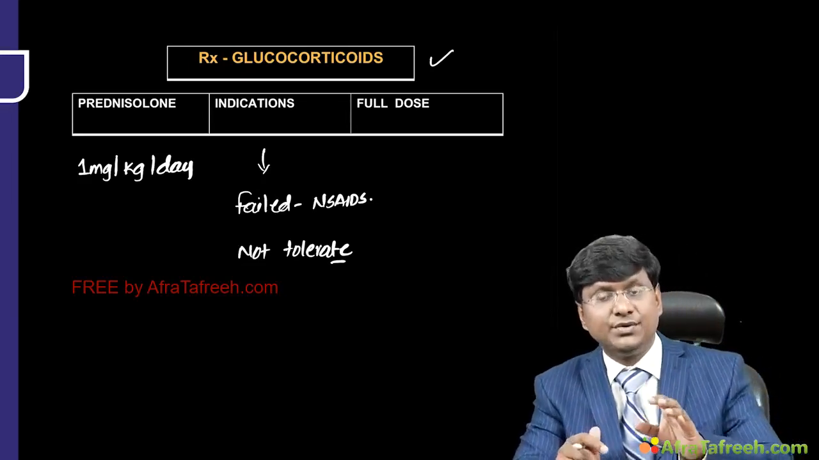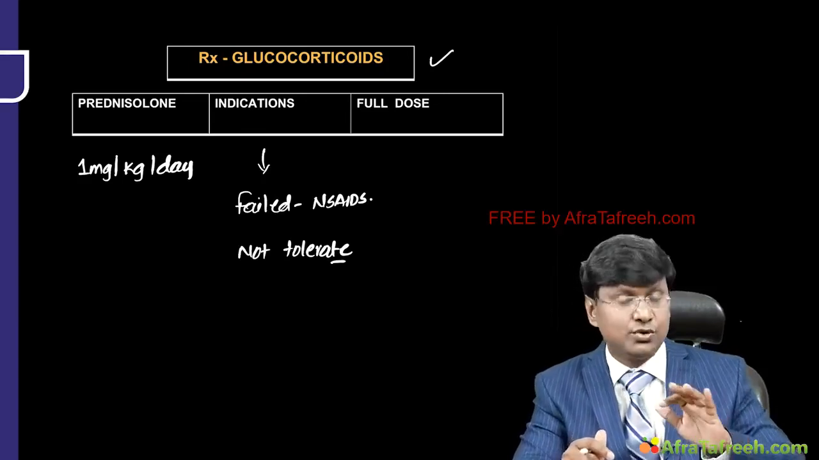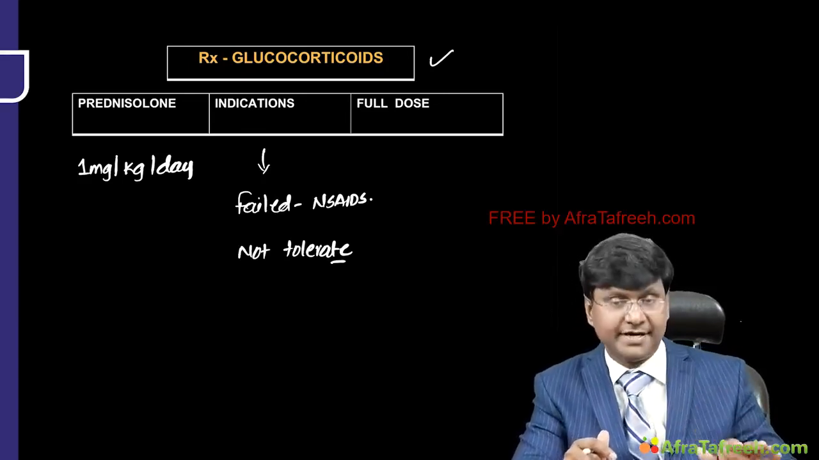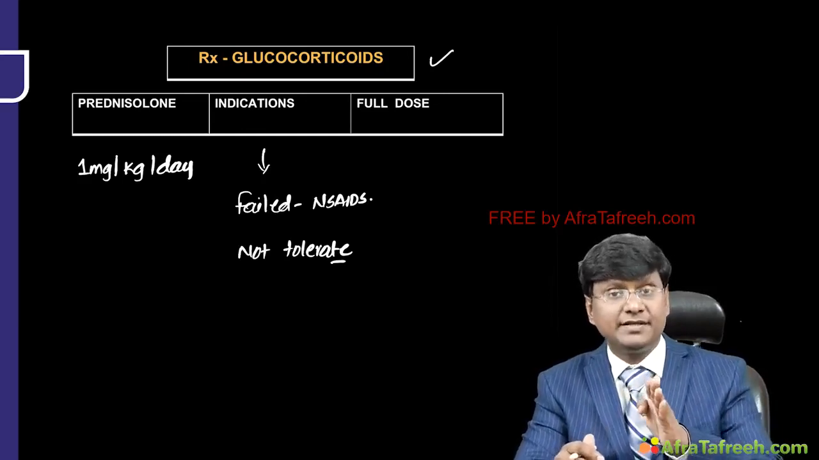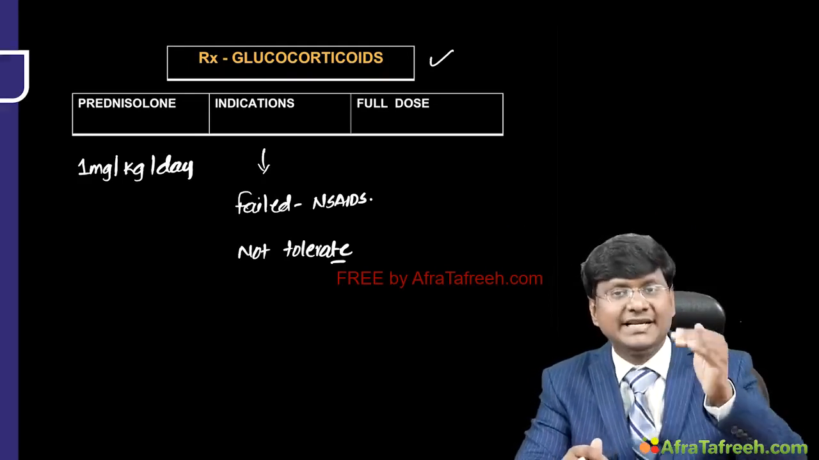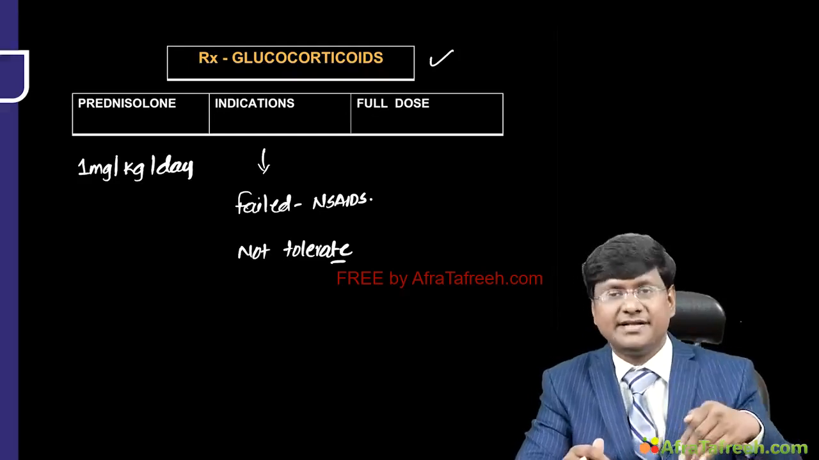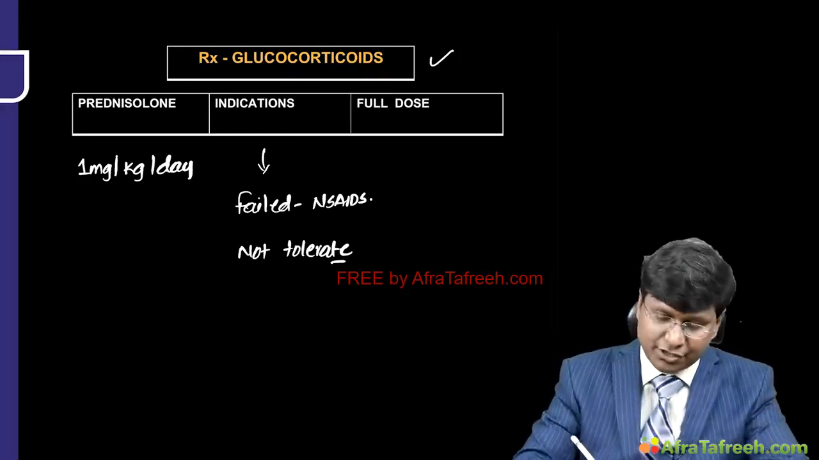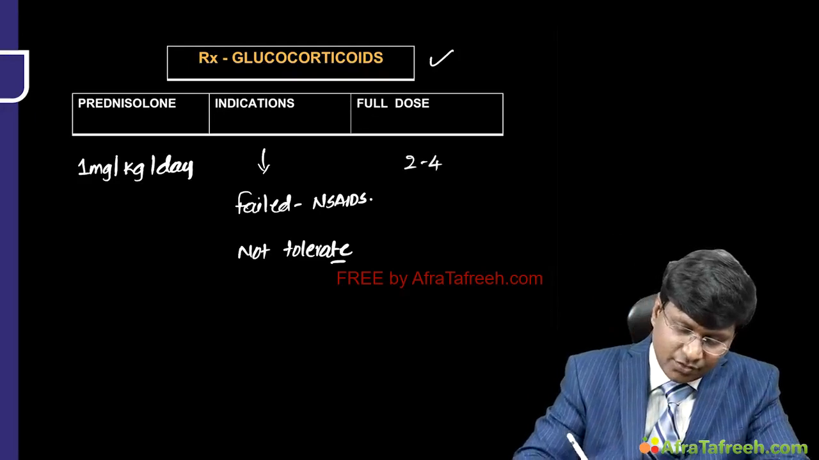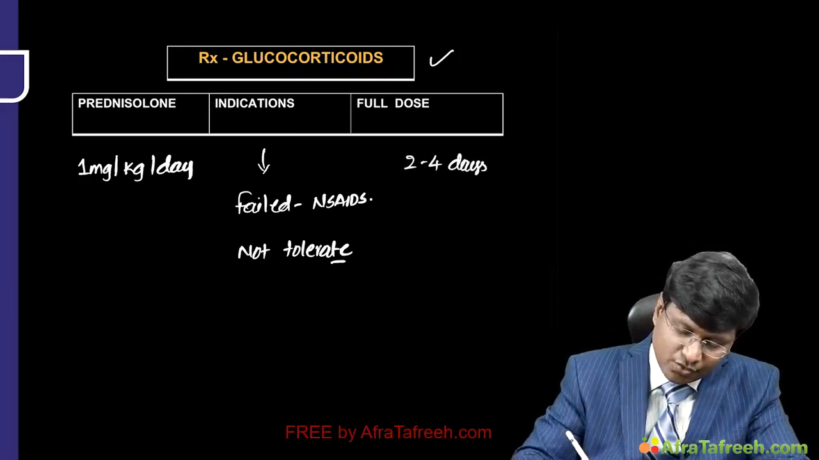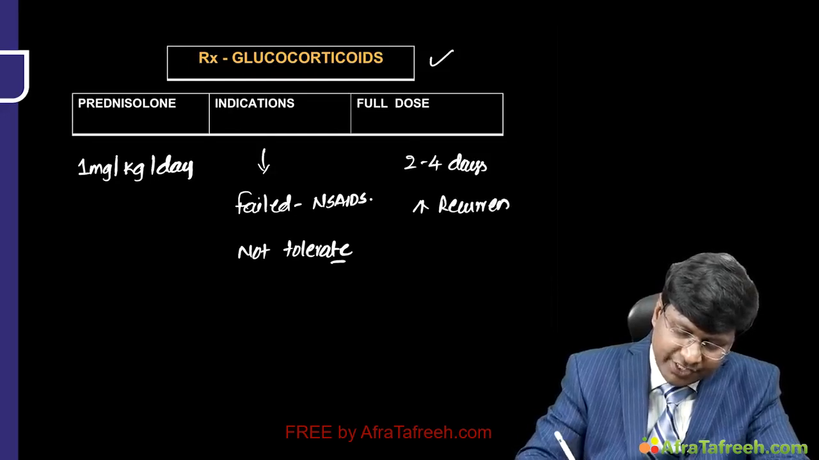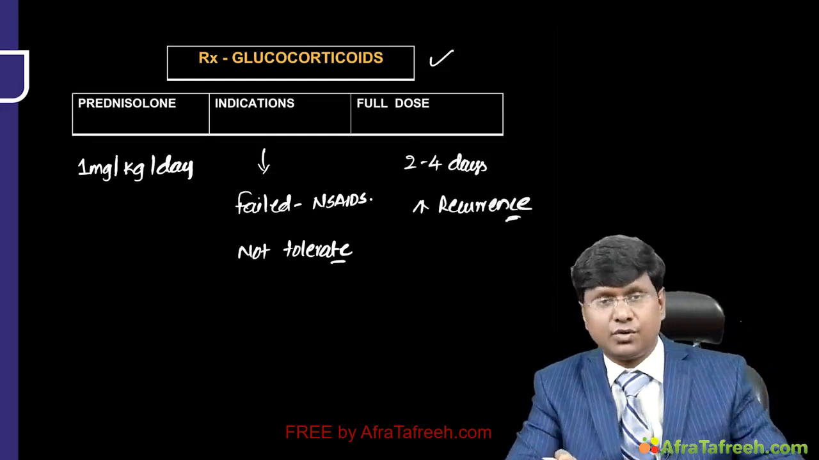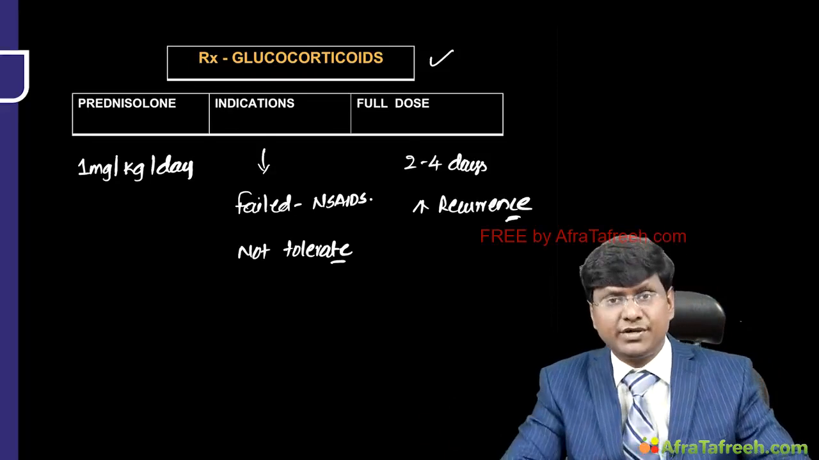But occasionally, you need to give a full dose of nearly 1 milligram per kg per day. So when should you give it? Whenever you feel that there is increased risk of subsequent recurrences, full dose steroid should be given for nearly around 2 to 4 days. So those individuals who have a high incidence of recurrence, in them you need to give a full dose of the glucocorticoids, and then gradually you need to taper.